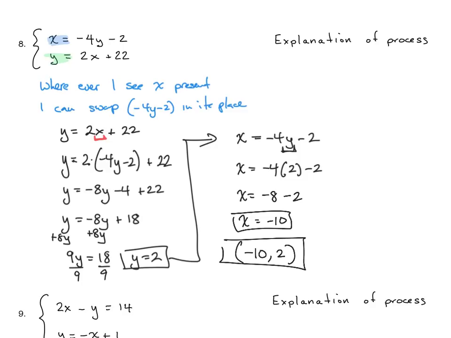Do not write it as 2, negative 10. If you write it as 2, negative 10, that is not in order. Remember, coordinate pairs come x comma y, not y, x. So this is your y value, and that's your x. You have to put them in the parentheses the way they go.